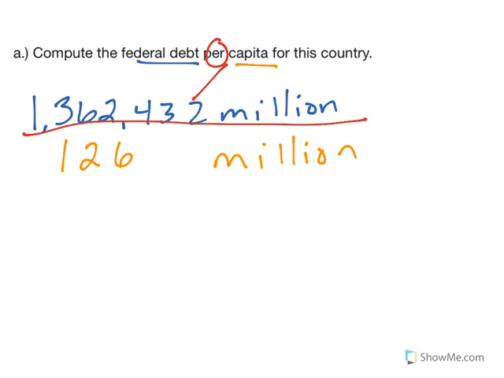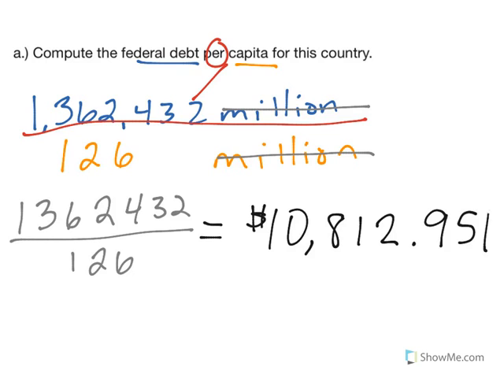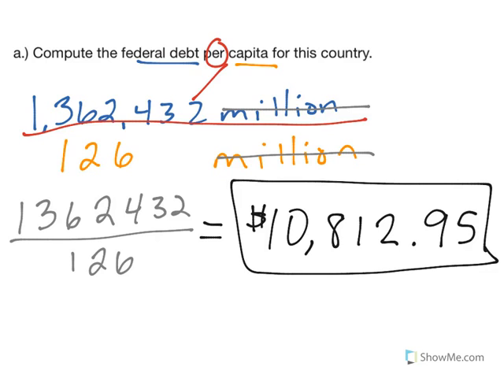Well, you can see, hopefully pretty easily, that million is in the top and the bottom. So really, we are just taking 1,362,432 and dividing by 126. When we do that, we will find our federal debt per capita, rounded to the nearest cent, is $10,812.95. Now, that's our new value, right? That's our 2010 federal debt per capita.